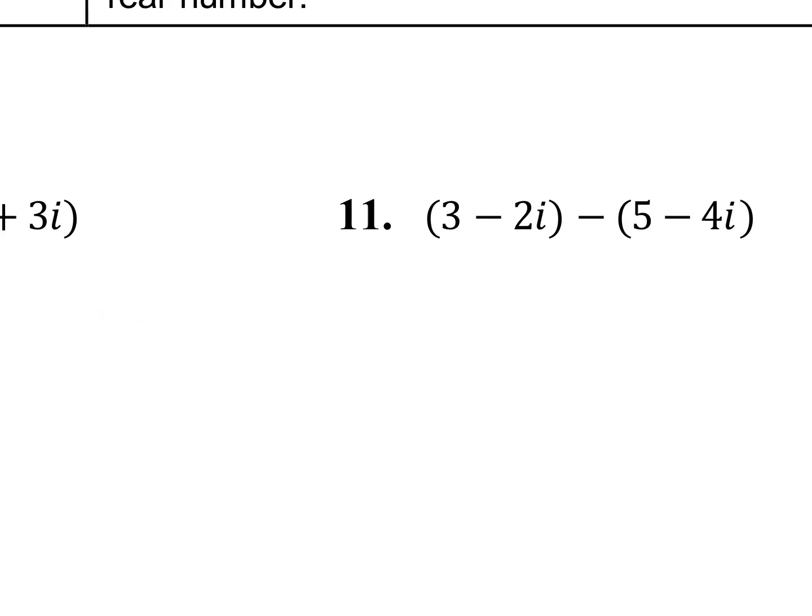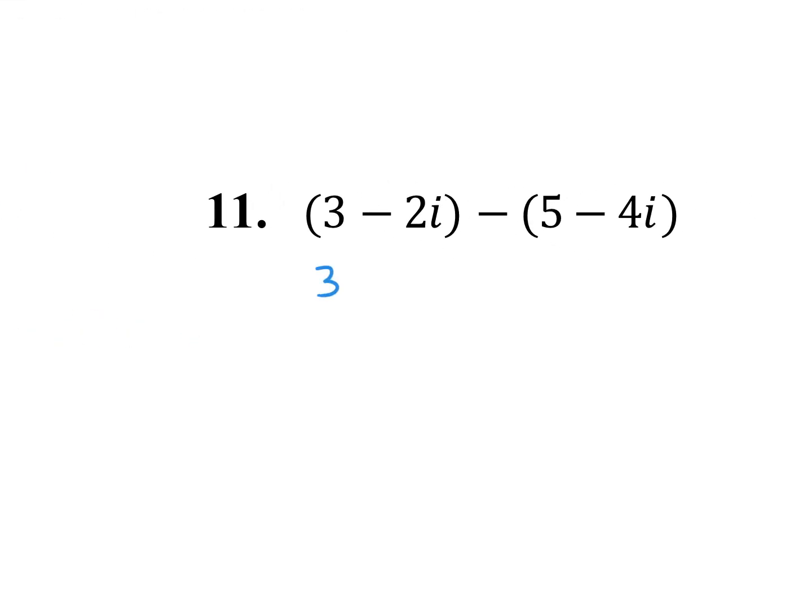All right, for number 11, just have to be careful to distribute the negative to both items on the inside. So the negative hits the -4i and makes it a plus 4i. All right, now we combine like terms. 3 minus 5 is -2. -2i plus 4i is 2i. And remember to keep it in a plus bi form.